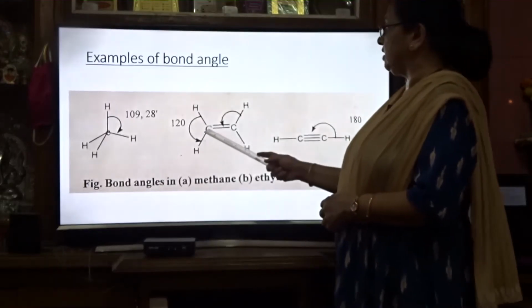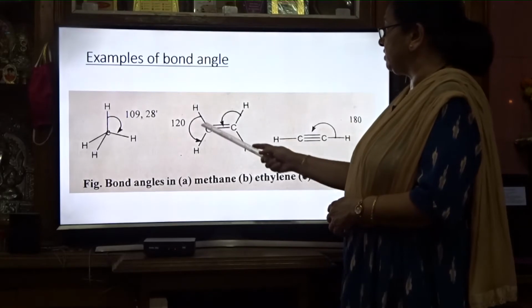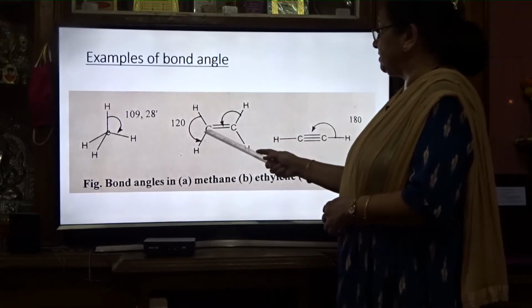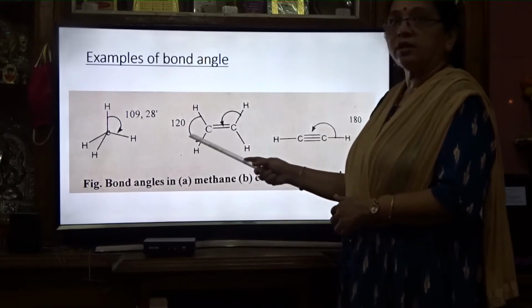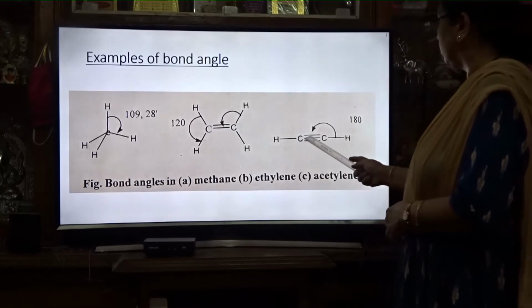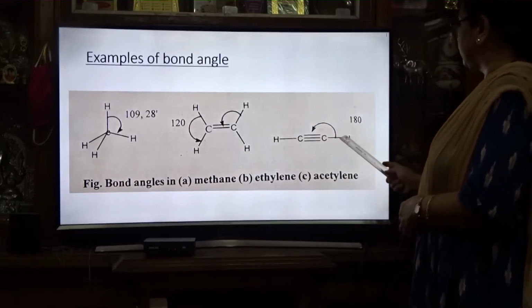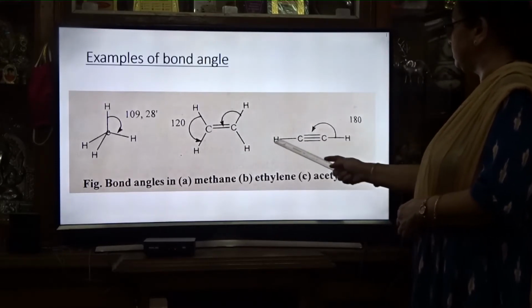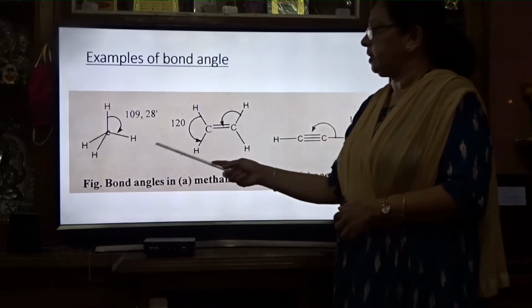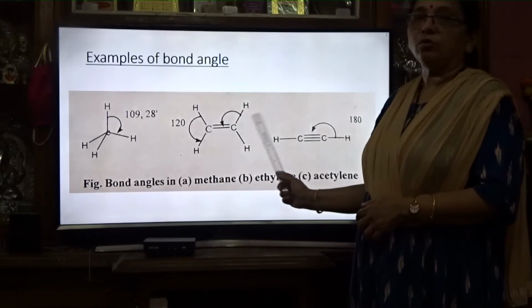Next is the ethylene molecule. In the ethylene molecule, the H-C-C bond angle is 120 degrees. Here all the bond angles are 120 degrees. Next, in the acetylene molecule, the C-C-H bond angle is 180 degrees. So these are the examples of bond angle: methane molecule, ethylene molecule and acetylene molecule.